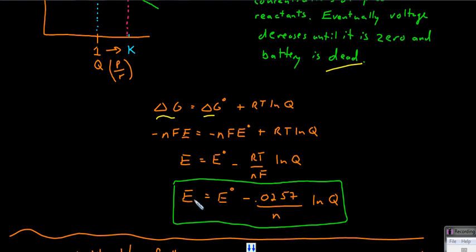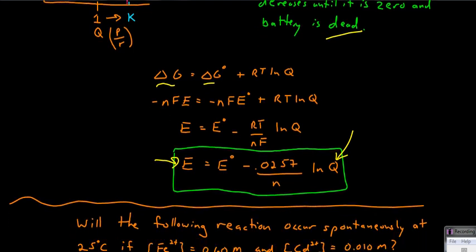The EMF of a cell is equal to the standard EMF of that cell minus 0.0257 over N times the natural log of Q. Or essentially we see that Q, the concentration of product versus reactant, affects the voltage of our cell, as we saw in the previous graph.